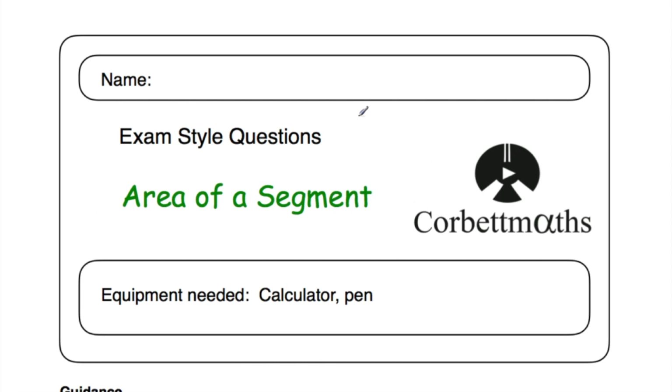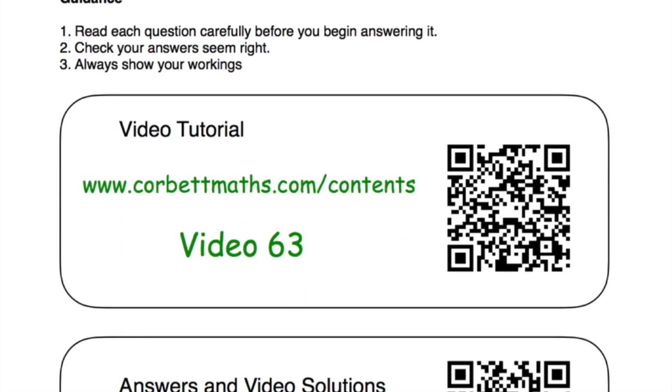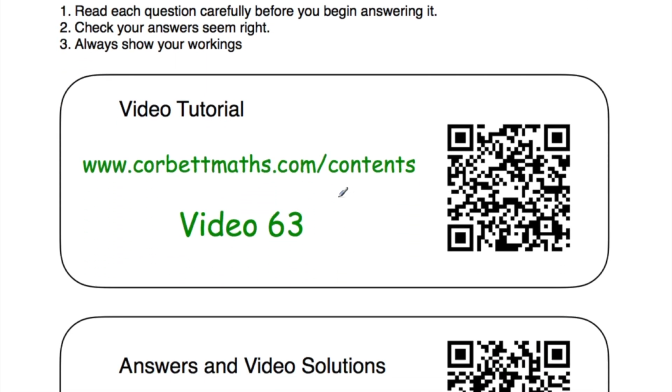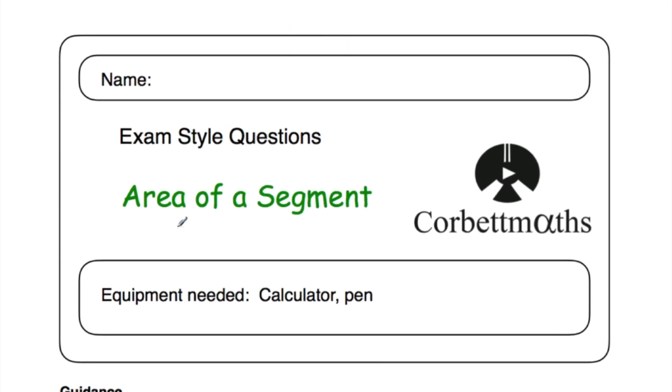In this video, we're going to look at the video solutions to the area of a segment practice questions. If you need any extra help on finding the area of a segment, go to corbettmaths.com/contents and scroll down to video number 63, there's a dedicated video tutorial there on how to find the area of a segment. Alternatively, you could scan this QR code. But in this video, we're going to focus on the video solutions to the practice questions, so let's get started.